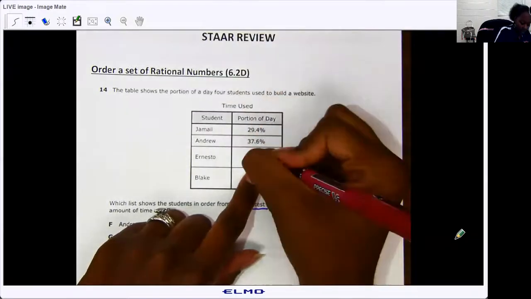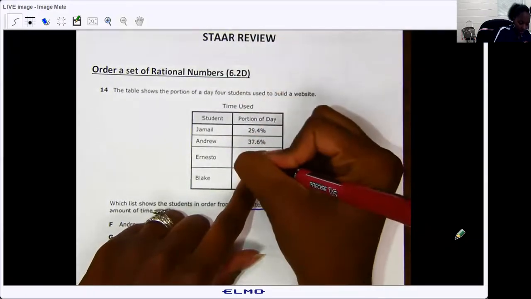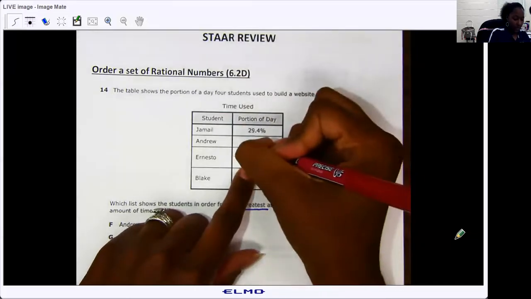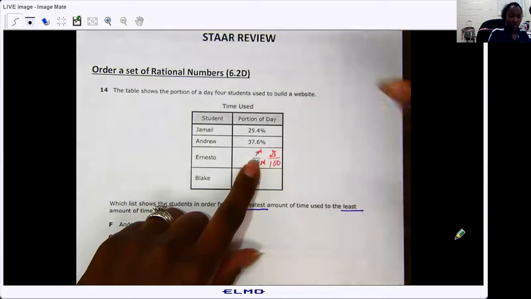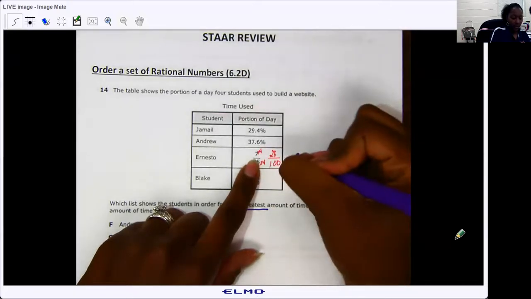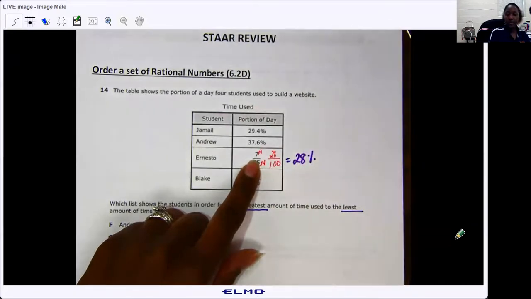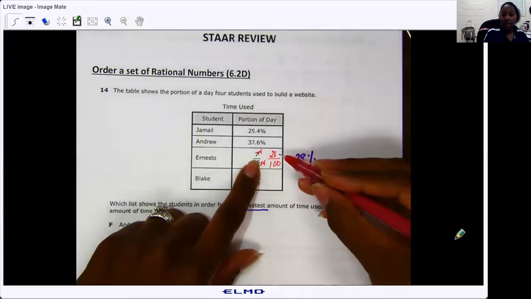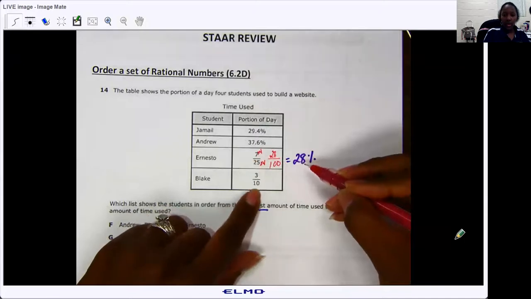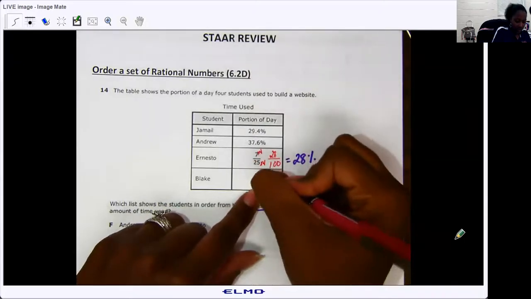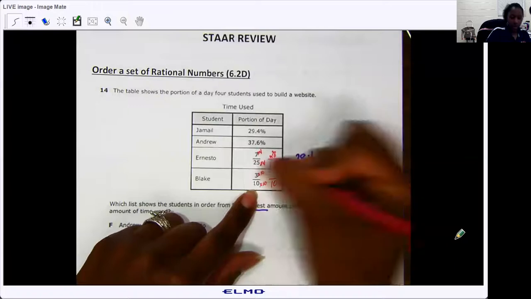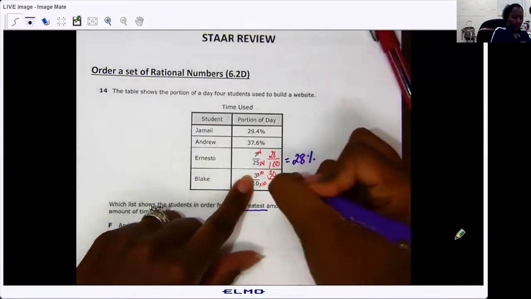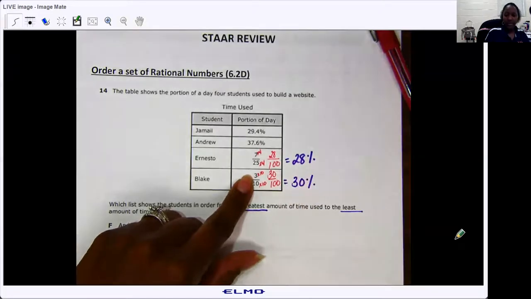25 can be made equal to 100 by multiplying by 4. 25 times 4 will give us 100. So if I do the same to the top, 7 times 4 would give me 28. 28 out of 100 is 28%. Because remember, when I'm out of 100, I am equivalent to a percent. So my top number, my numerator, will be my new percent. 10 can be made equal to 100 by multiplying by 10. So if I do the same to the top, 3 times 10 would give me 30. So my percent would be 30%, okay?